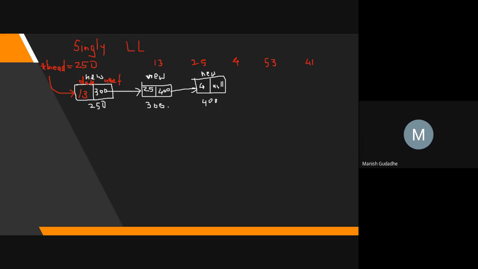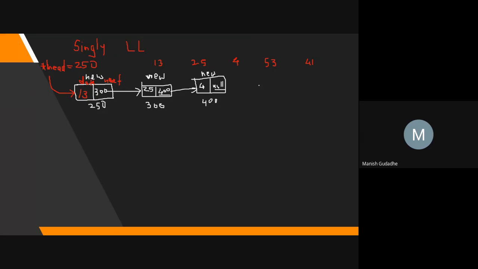Data is simply: make new dot data equal to 13, make new dot data equal to 25, or make new dot data the new item which is the new element coming into the picture. The only thing is we need to manipulate the pointer field, that is the next field, very carefully. So when it is the last node, it has to be null. When it is a node which is not last, it must hold the address of its next.